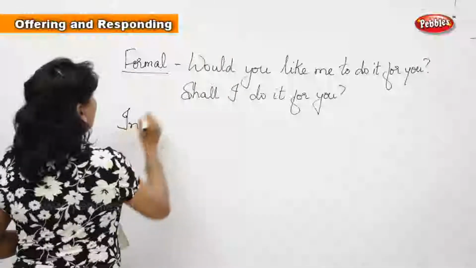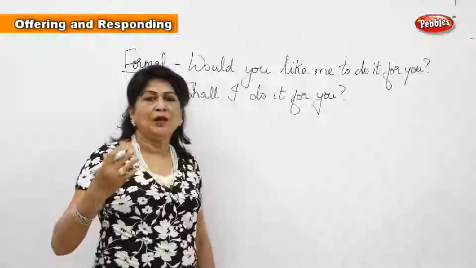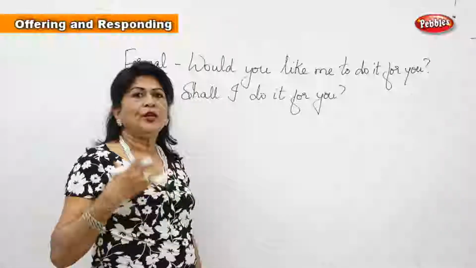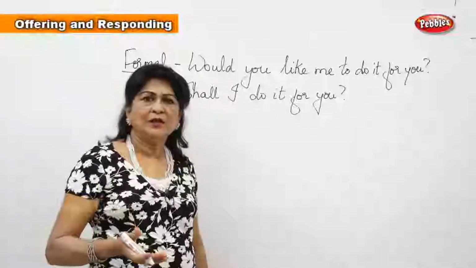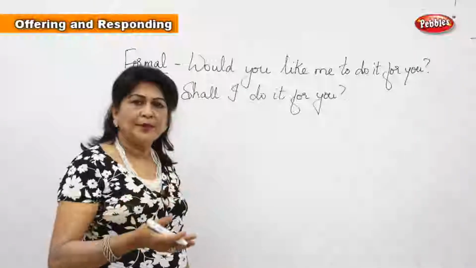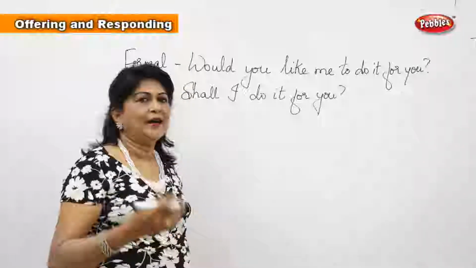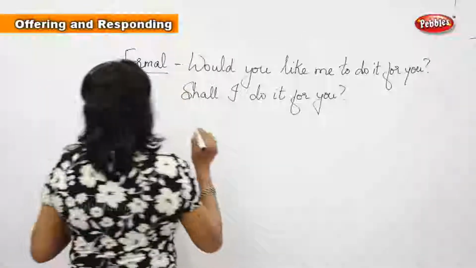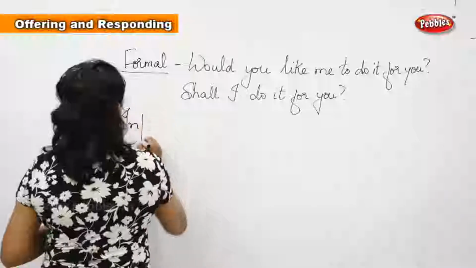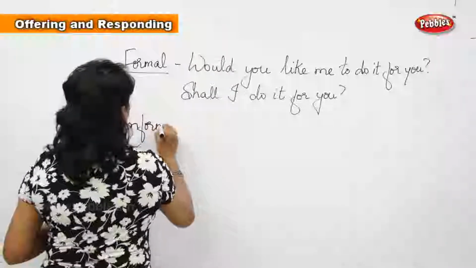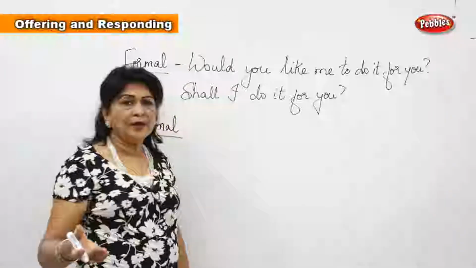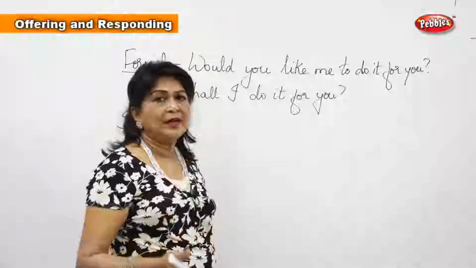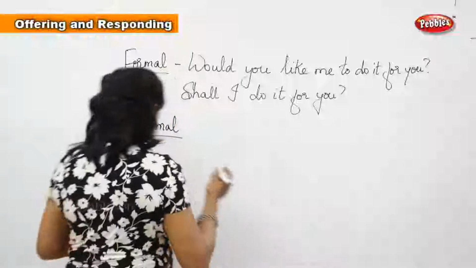Informal. Formal means people who are in your office, maybe your boss or your higher official. Okay, or a principal, anybody who is higher than you, in a formal situation we can ask. Informal is your friends, your neighbors, your kith and kin, that is your relatives, anybody.